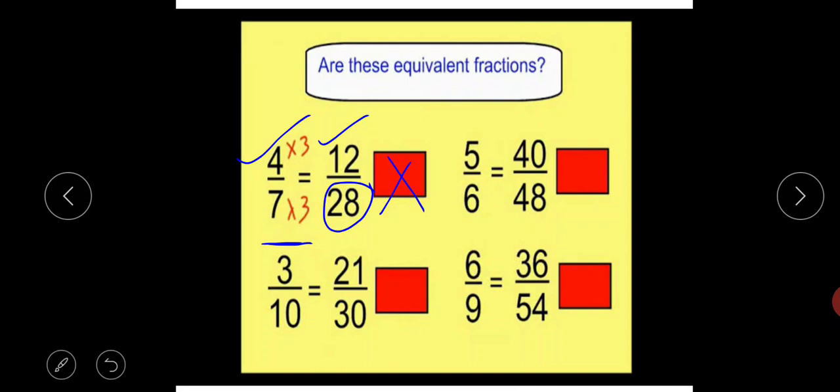Now in the second, when we multiply the terms of this fraction by 8, then 8 5s are 40, 6 8s are 48. So these two fractions are equivalent. Now you can check for these two.